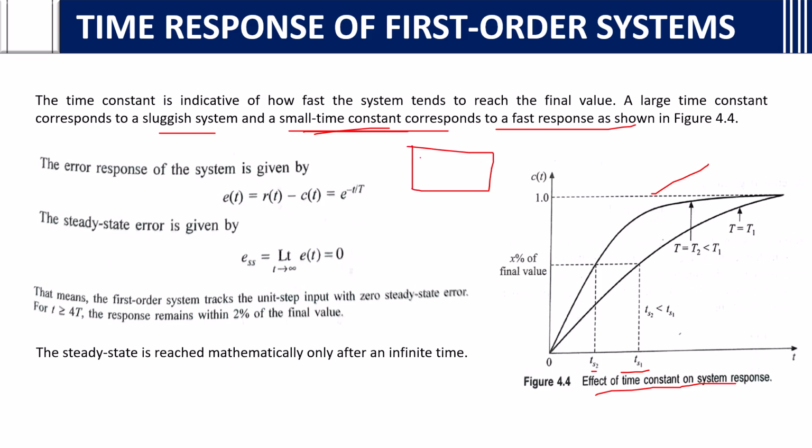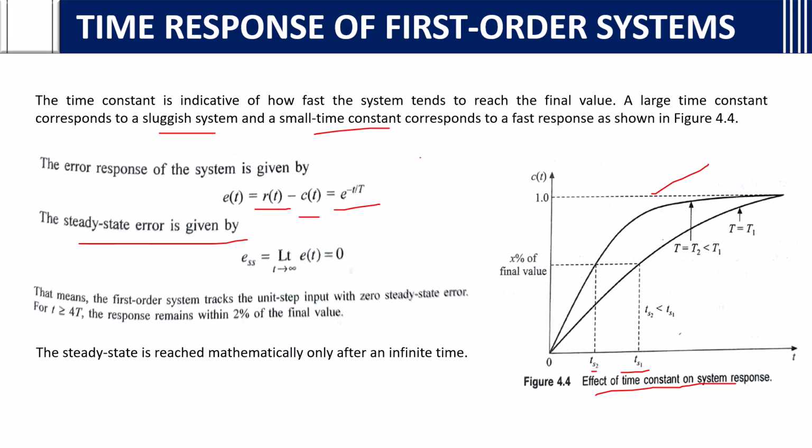The error response of the system is given by, whenever there is a block diagram with R of t and this is C of t, and you give this feedback to here like this, the error is the input minus the output, whatever feedback C of t. Error is that. We have studied that in module 3. So R of t minus C of t, that is equal to e power minus t by T.